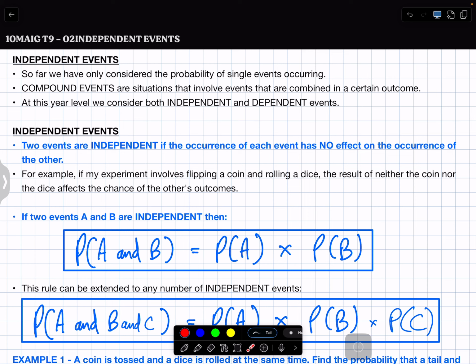So the first noting in blue is the definition of what an independent event is. Two events are independent if the occurrence of each event has no effect on the occurrence of the other. My easiest example of this is flipping a coin and rolling a dice. Is that coin doing anything to the dice to change the chance of you rolling a 6 or a 5 on that dice? No, they're two separate things.